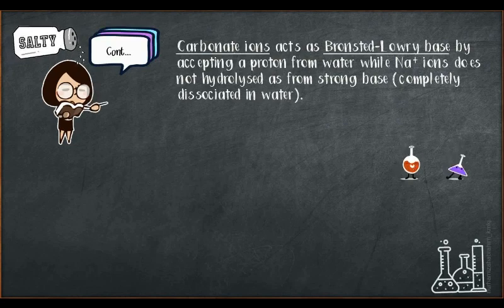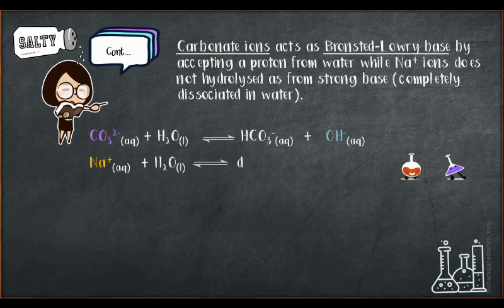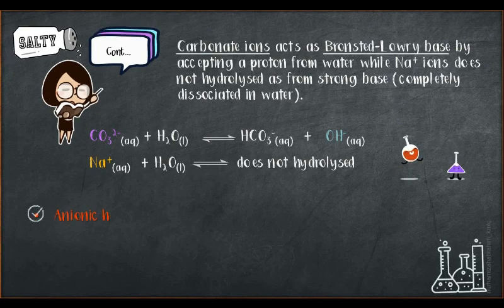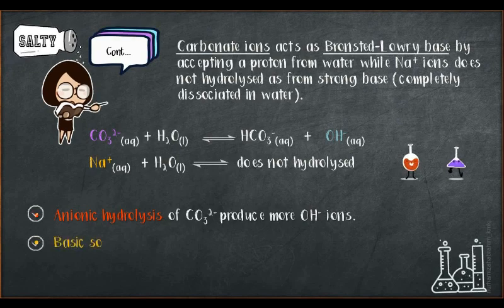So, carbonate ions will undergo hydrolysis with water, to produce bicarbonate ion, HCO3-, and hydroxide ion, while sodium ion does not hydrolyze with water. Hence, the anionic hydrolysis of carbonate ion produces more hydroxide ion, which results in the formation of a basic solution, with pH more than 7.